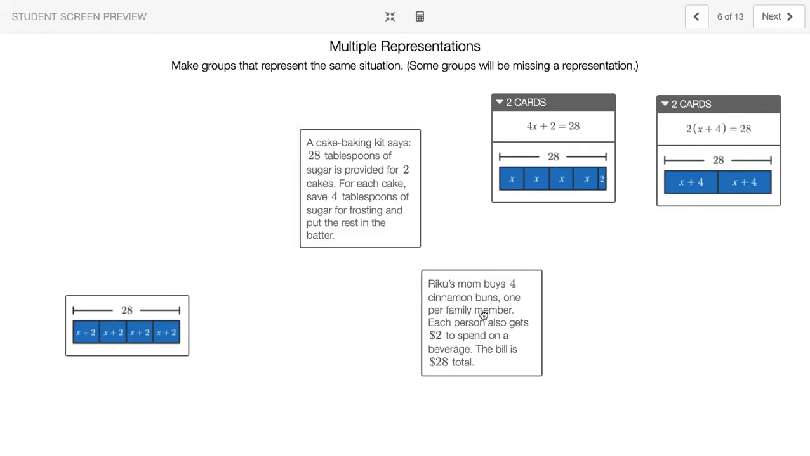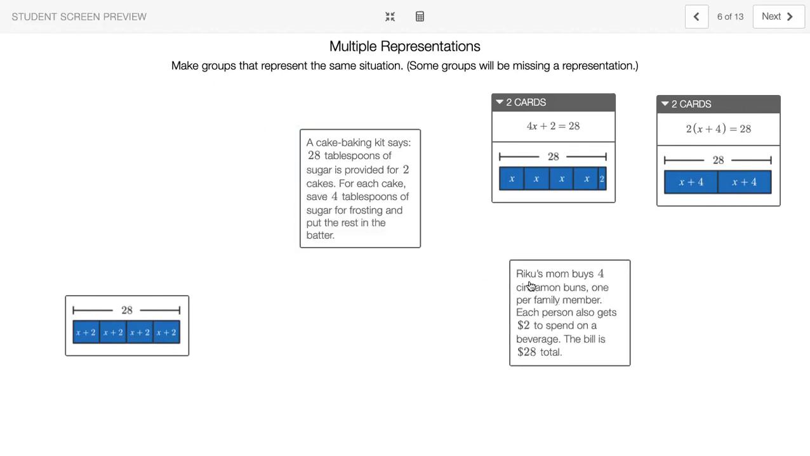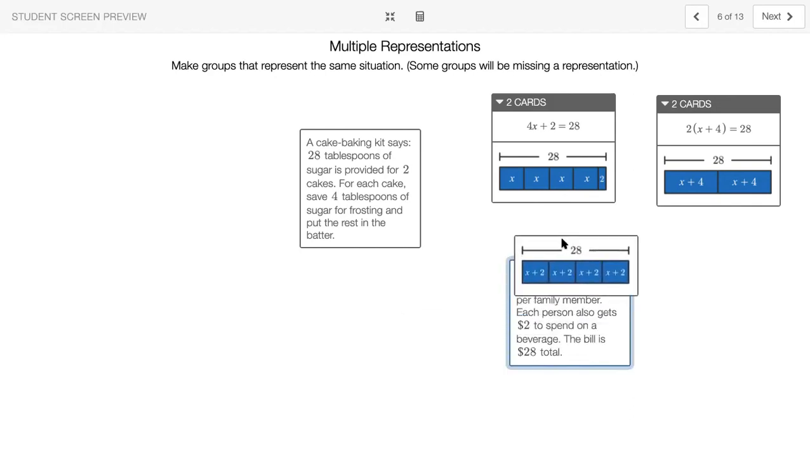So if I look at this one over here, it says Riku's mom buys 4 cinnamon buns. So I know they're buying 4 cinnamon buns. We don't know the cost of those. And we know that each family member also gets $2 to spend on a beverage. So there's the cinnamon buns plus the $2, and that would match up to this one here because the whole thing is going to be 28.